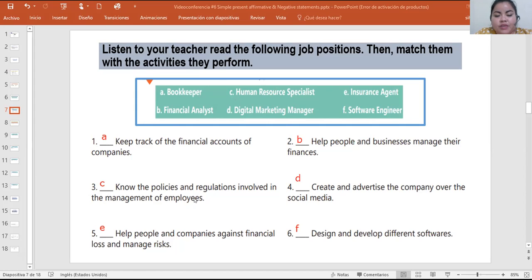Any questions about this? Pronunciation questions? ¿Preguntas sobre pronunciación? No? Una compañera le ayudó para que dijera la palabra create. Yes, create. And advertise. Advertise. Okay. Very good.